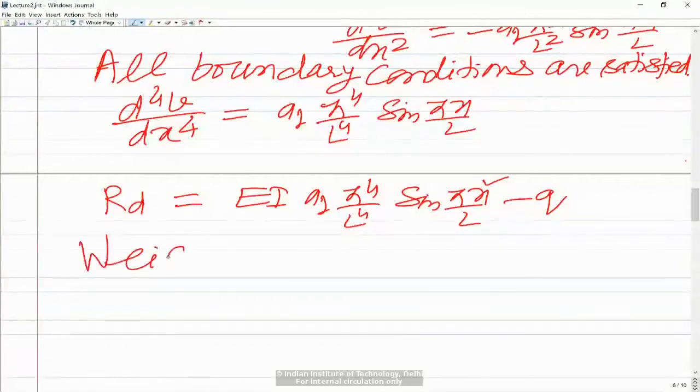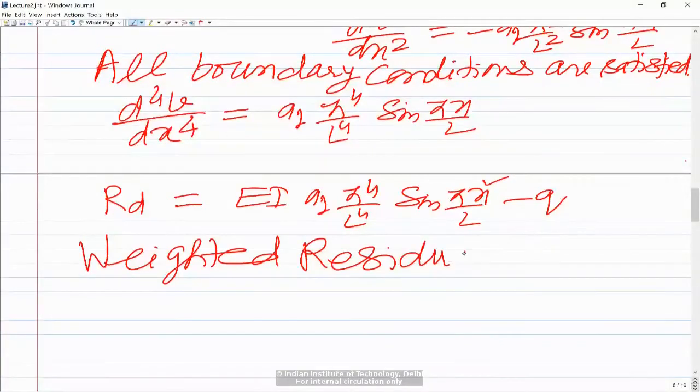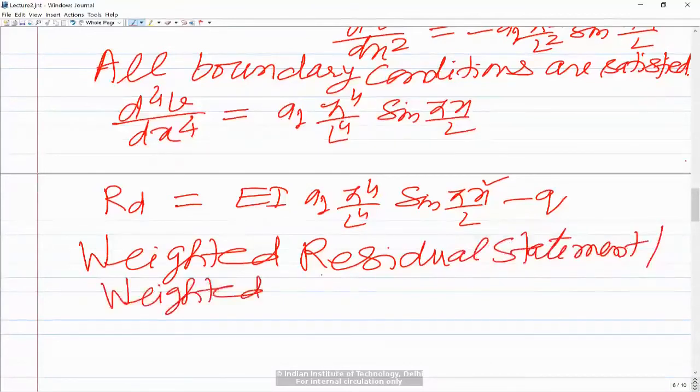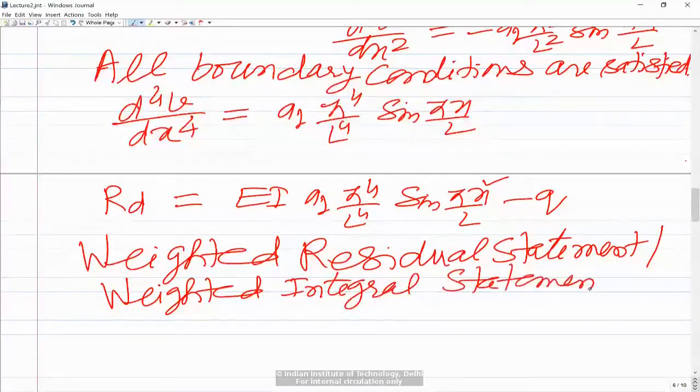Now, in the earlier two cases, the first example and the second example, we could solve that problem using this weighted residual, and we will get the same solution actually. So the weighted residual statement, which we sometimes also call the weighted integral statement. As this name suggests, residual is coming, and weighted is coming.